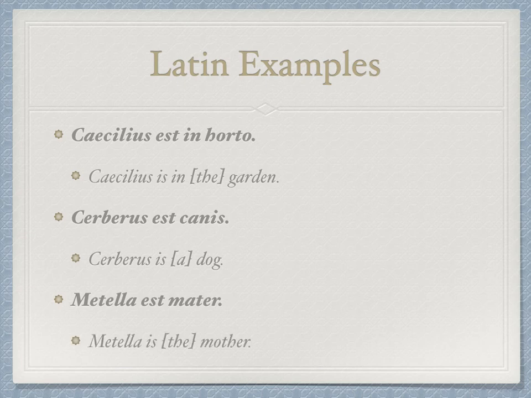Firstly, it's very important to make sure that when you are translating Latin sentences into English that you add in the words the and a, depending on the context. In Latin, there's no word for the or a, but in English it sounds funny to say Caecilius is in garden, and I think I've told a few of you that this is caveman English, so don't do it. So add in the or a, whatever sounds best to you, to make the sentence make sense.